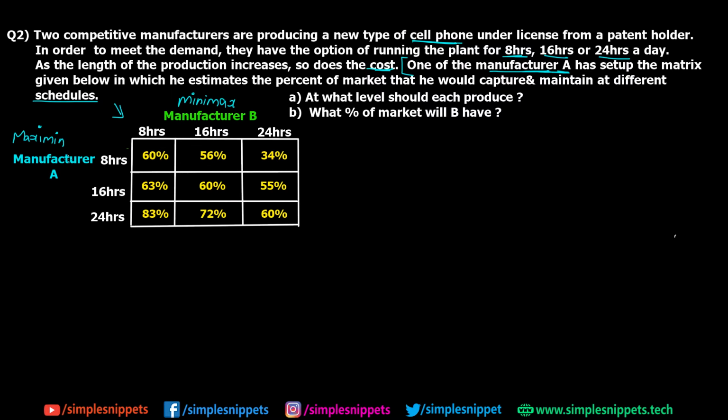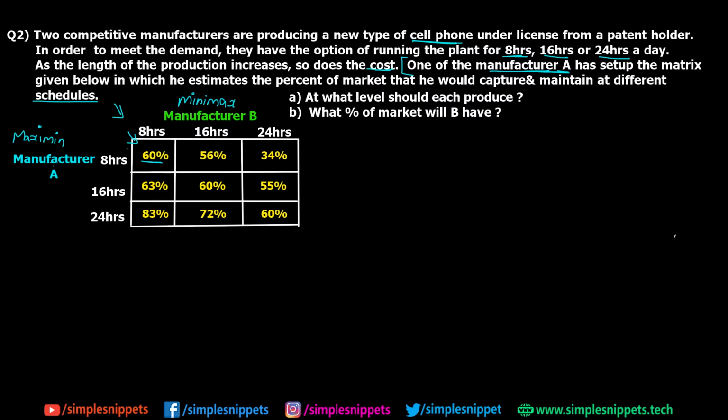So you can see both of them have three options. They can run their company or manufacturing unit for 8 hours, 16 hours and 24 hours. So this is what is given in the question. And depending upon how long they run the factory, this 60%, 56%, 34% is the market capture being done by manufacturer A. So what this payoff matrix is like, if the manufacturer A and B both run their factories for 8 hours, that is the first cell, manufacturer A will capture 60% of the market. So this is how you read this payoff matrix.